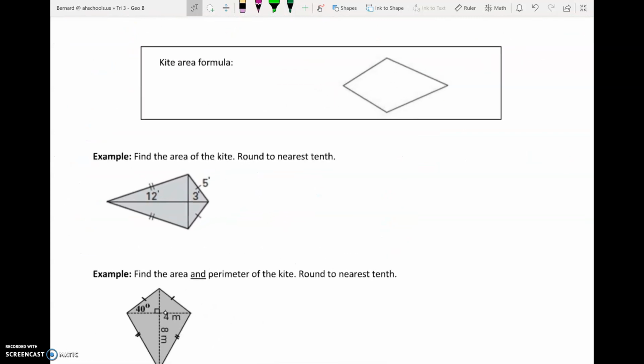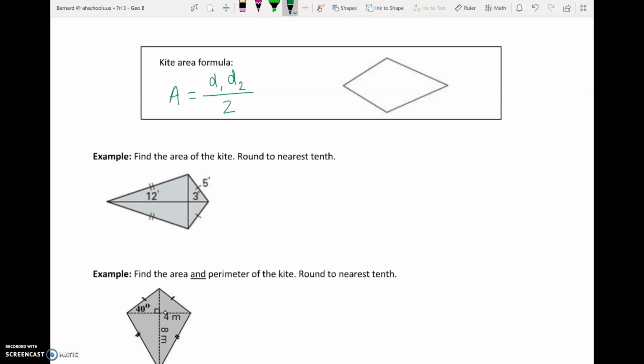So the kite area formula is something you already are familiar with. However, we haven't phrased it in the sense of a kite yet. And so what I mean by that is this. Here's just the area formula right off the bat: diagonal 1 times diagonal 2 divided by 2.